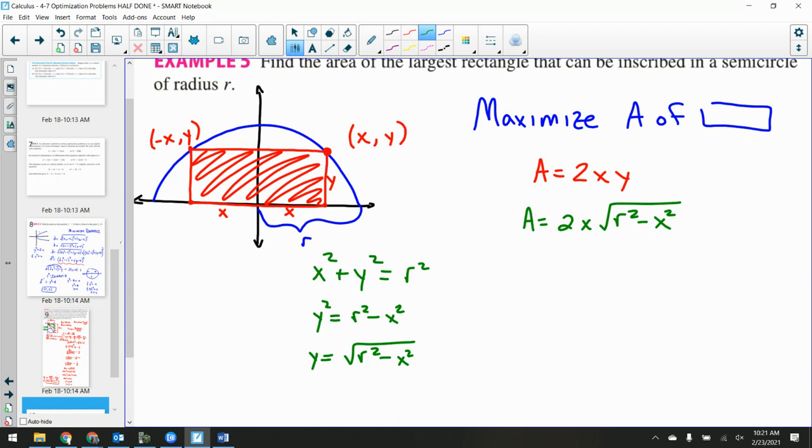Now, you may be thinking to yourself, whoa, we just replaced another variable with something else. Now, how can we differentiate? Now we've gotten 2 variables again. I've got to figure out some way to do r.